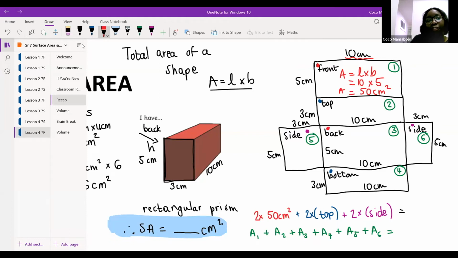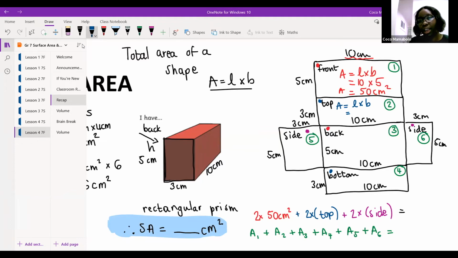Okay, then if I have to do the top part, I'm going to go area is equal to length times breadth. What is my length here? It's also the 5 as well, times the 10, ma'am.